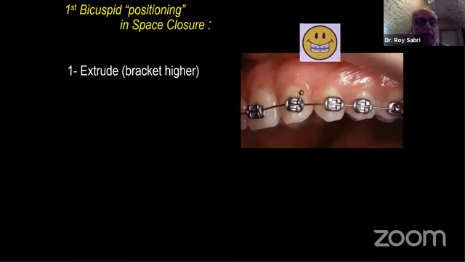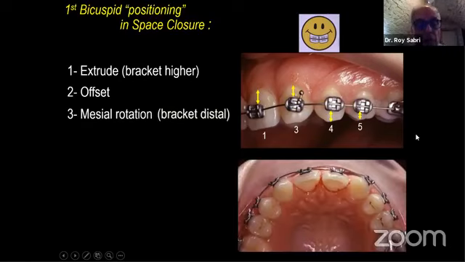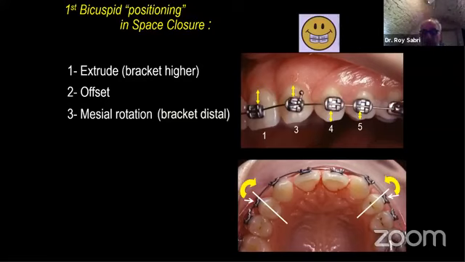Okay, so bracket positioning, again, you want to position the bracket higher on the first bicuspid than on the second because you want to extrude it a little bit. And you want to position the bracket on the canine that's going to be a lateral at the same or a little bit closer to the gingival level to extrude it a little bit. You want to offset the bicuspid, and I said that, mesial rotation. So in order to get mesial rotation, you want to bond your bracket more to the distal. My bracket is mounted more on the distal here.